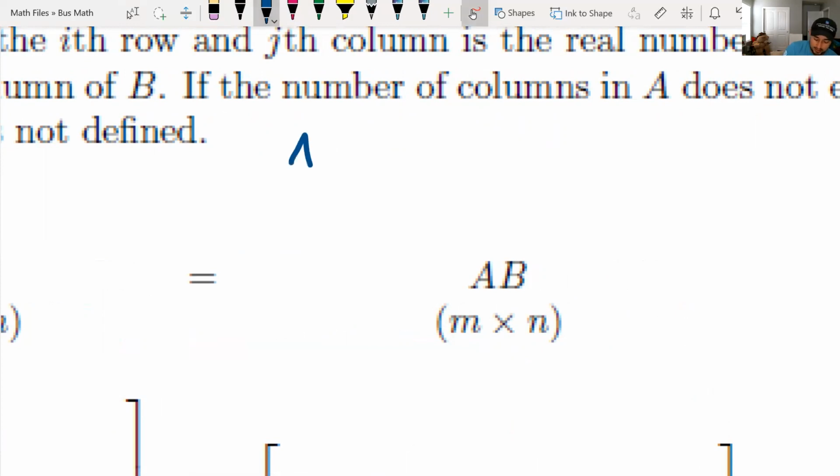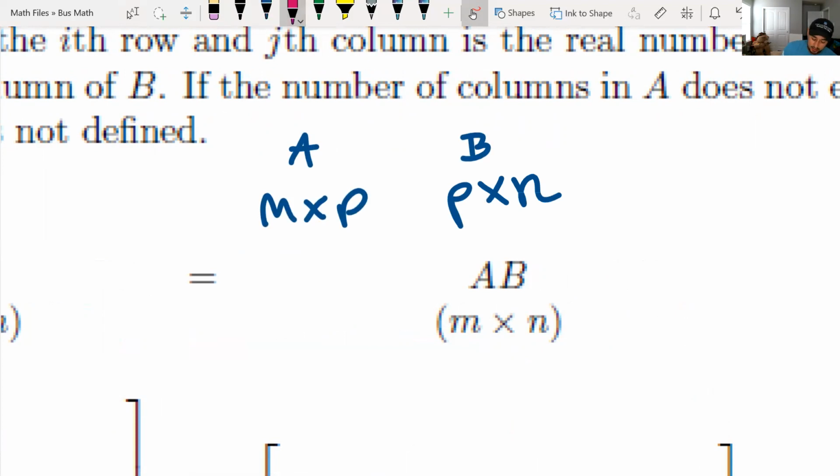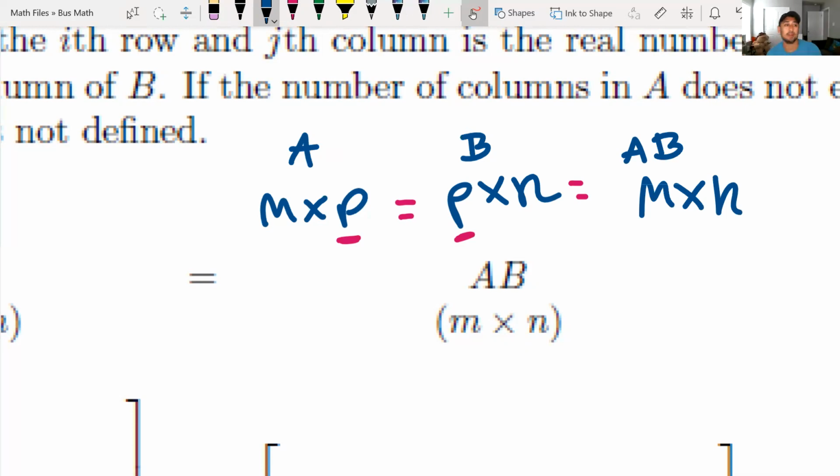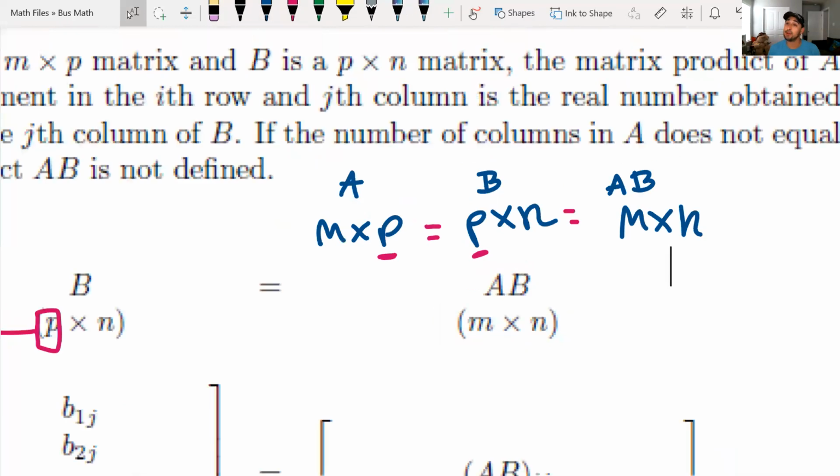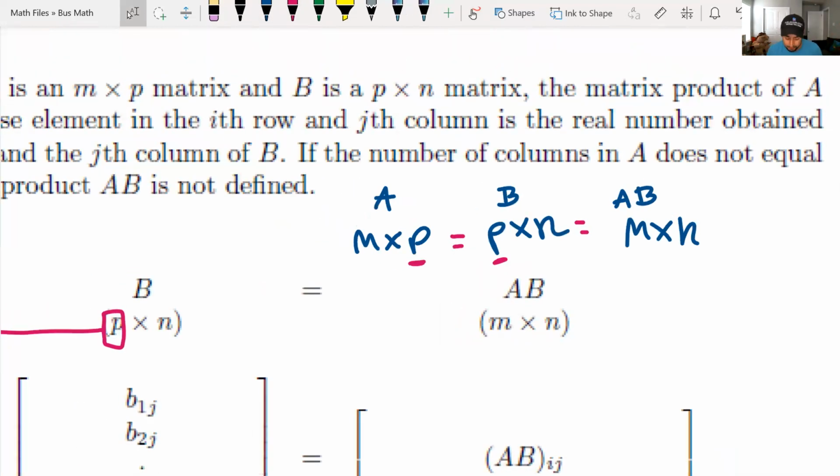We say if A is m times p, and B is p times n, if this p and that p are equal, then the result is that matrix A times B is m times n. That's it. Don't have to confuse you with any of the above. Those values of p must match up. And if they don't, well, you can't multiply. You move on.